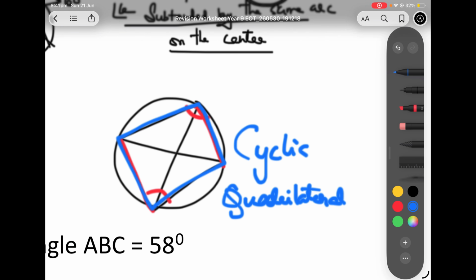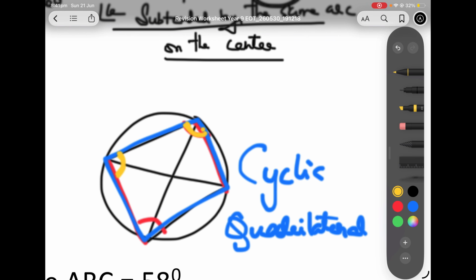So in the cyclic quadrilateral, we have two kinds of angles. First of all, let's understand. In this, I am going to have two angles here. The first would be this angle and this angle. These are called adjacent angles.